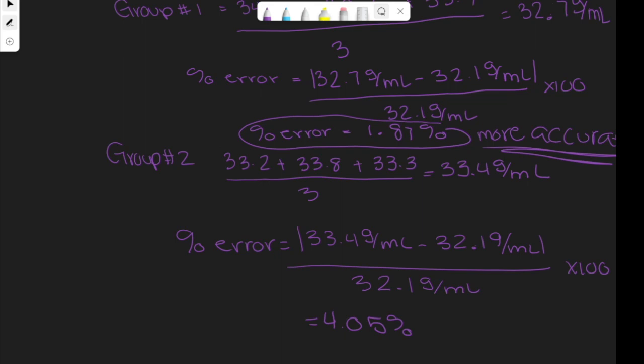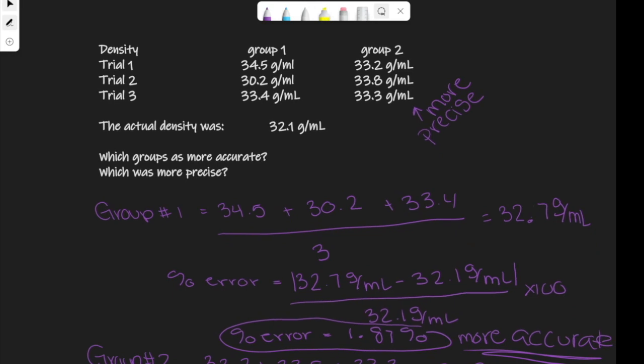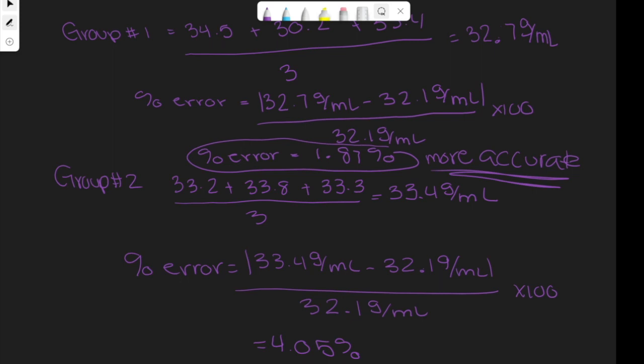So again, recapping what we saw in this example. We saw that group 2 was more precise, and that was because those values are closer together. We could also use our average deviation equation to calculate the average deviation for each trial. However, looking at these values, it is fairly easy to see that they are closer together in group 2 than they are in group 1. When we compare these two groups and look at their percent error, we see that group 1 is more accurate because its percent error is lower than group 2.